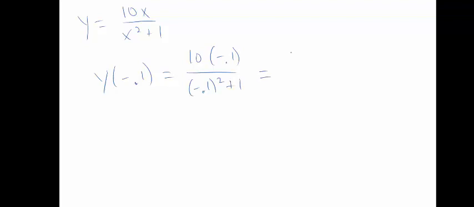That's going to give us negative 1 on top. And then, let's see, 0.1 squared would be 1/100th. Plus 1 would be 1.01. So we're going to be really close to negative 1. In fact, I think if you round it off, it's like negative 0.99.